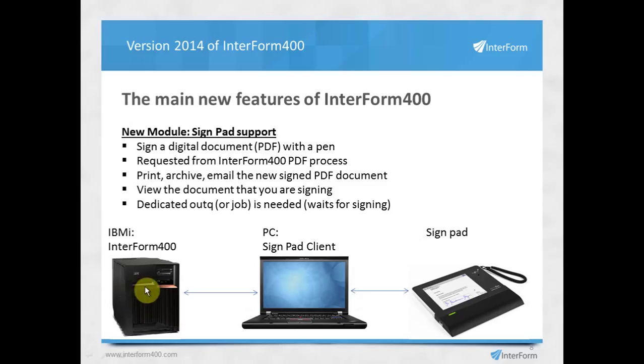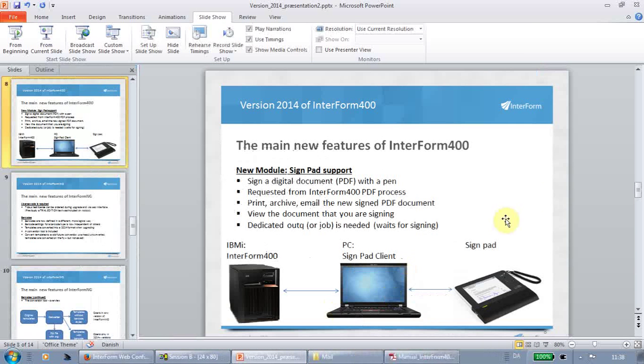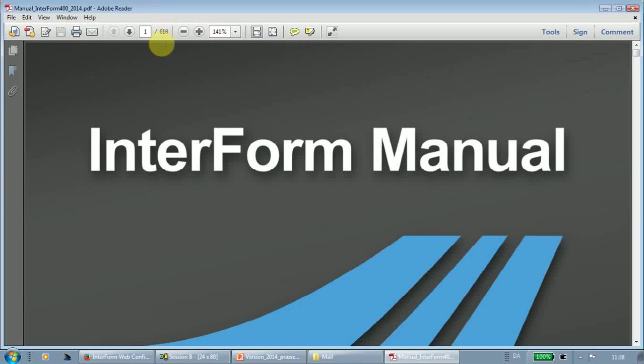You should have a dedicated output queue or job, because this job that is doing the sign process is standing idle, waiting for the signature to be added. So this covers the main features of Interform400, but let's go into details and see what more we have.